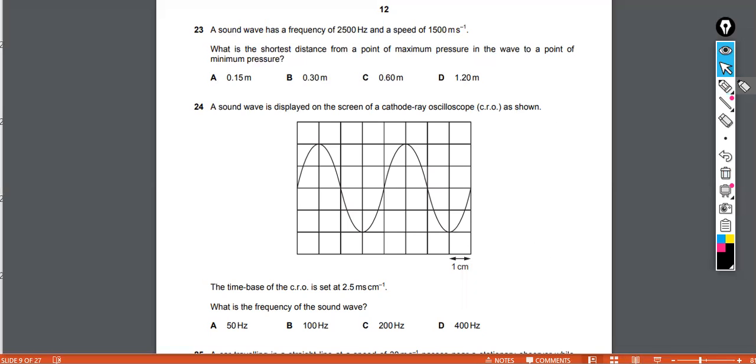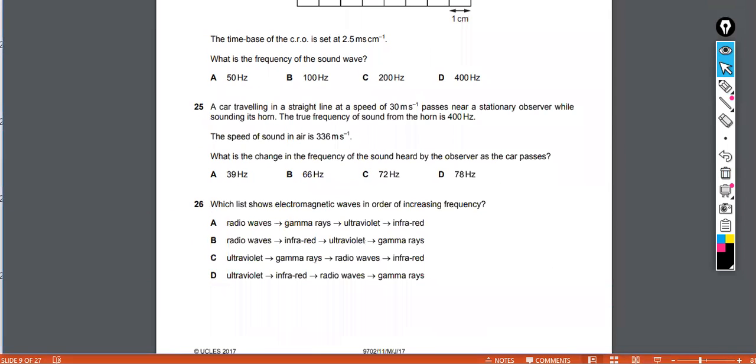All right. There's another one down here that I wanted to do, at least one more, maybe the next one too, just to preview tomorrow. This one is a Doppler effect one. It says a car traveling in a straight line at a speed of 30 meters per second passes near a stationary observer while sounding its horn. The true frequency of sound from the horn is 400 hertz. The speed of sound in air is 336 meters per second. What is the change in the frequency of the sound heard by the observer as the car passes?